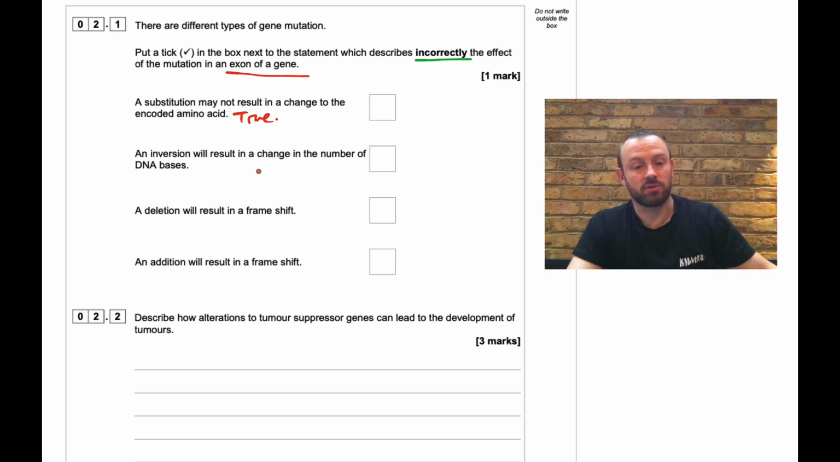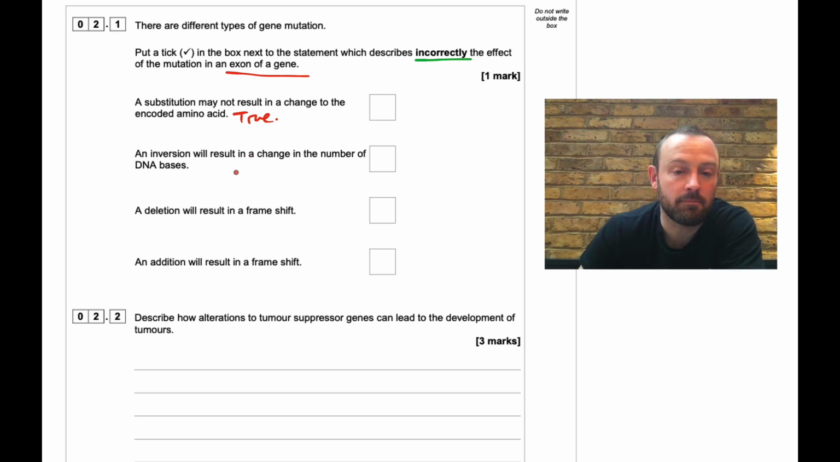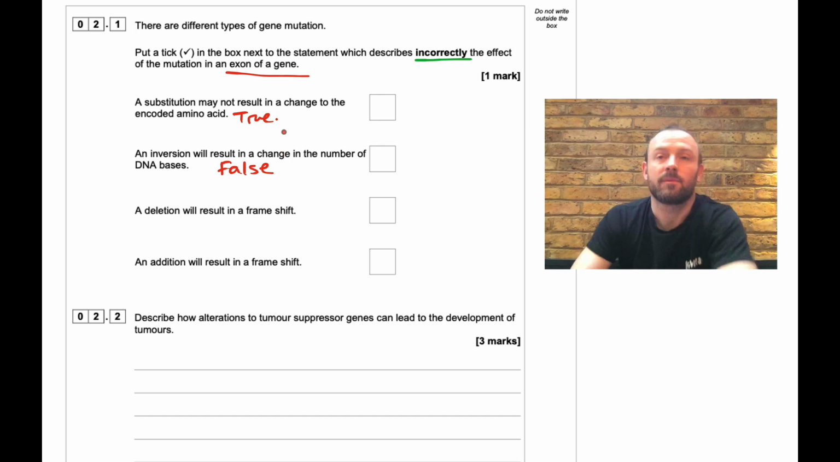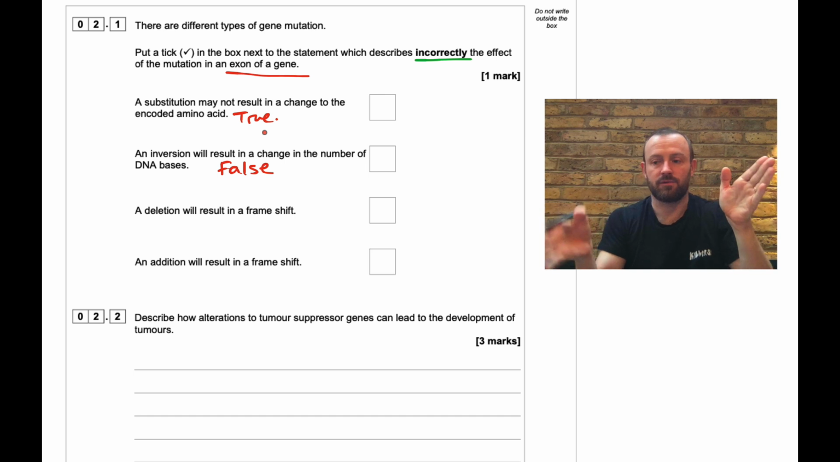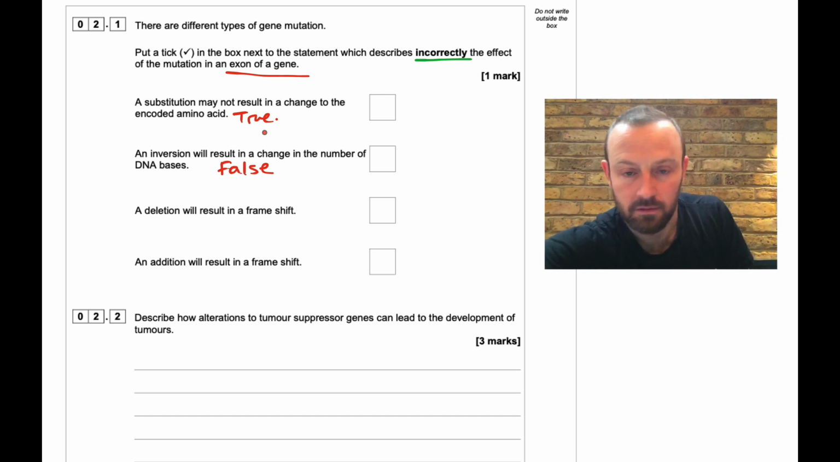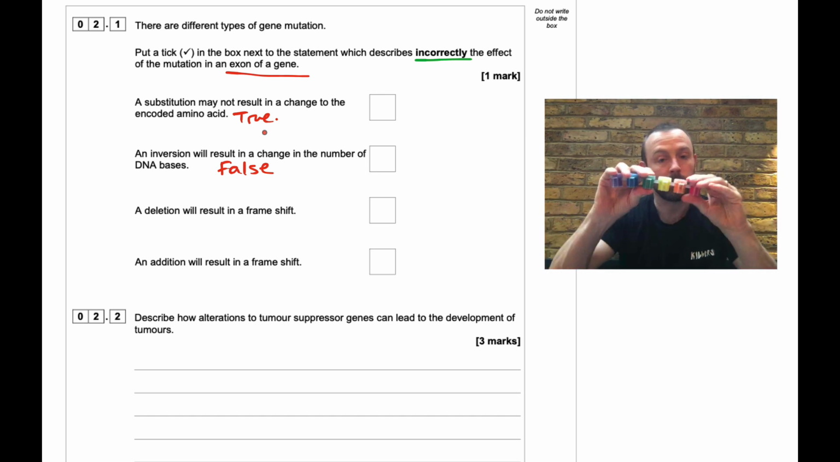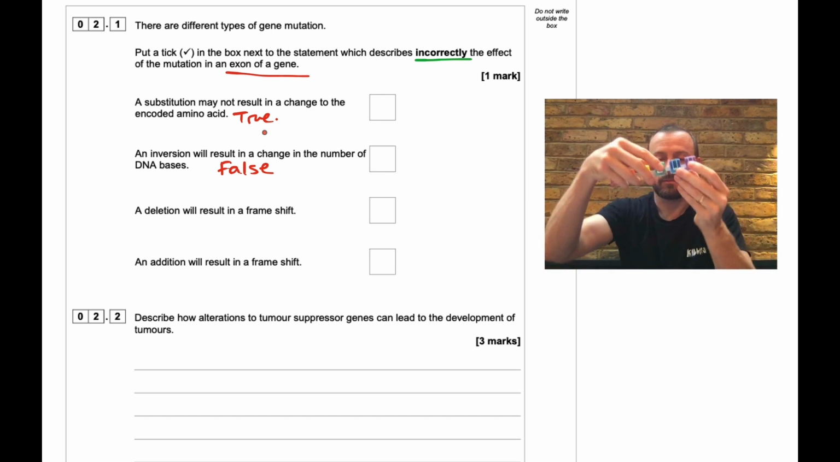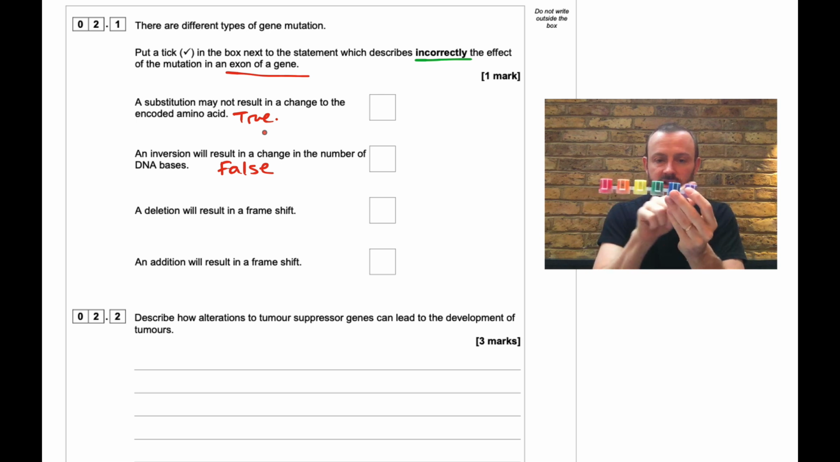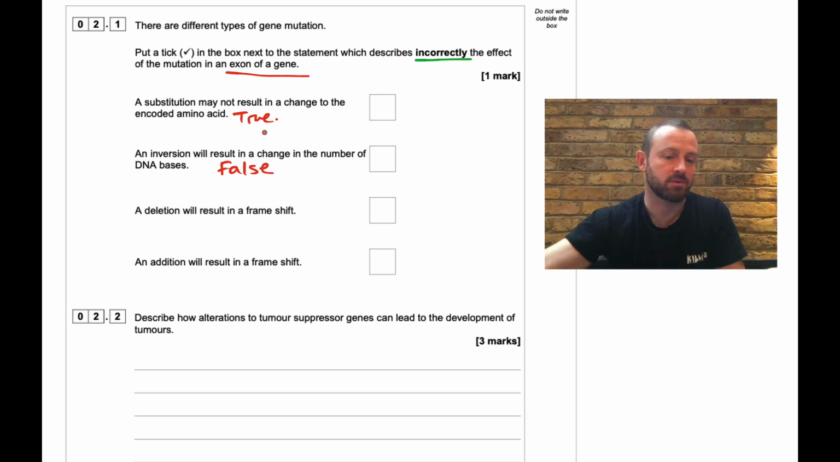An inversion will result in the change in the number of DNA bases. This one is false. Now we'd still keep going and check these two, but it looks like this one is false. The reason, inversion just basically means a flipping. So if you take a number of bases and you flip it, look, I can use my daughter's colourful paint pots here. Imagine these are DNA bases. I flip it, I've got the same number of bases, they're just in a different order. So that one's false.